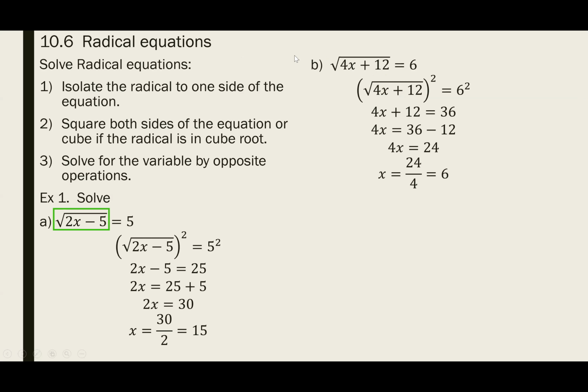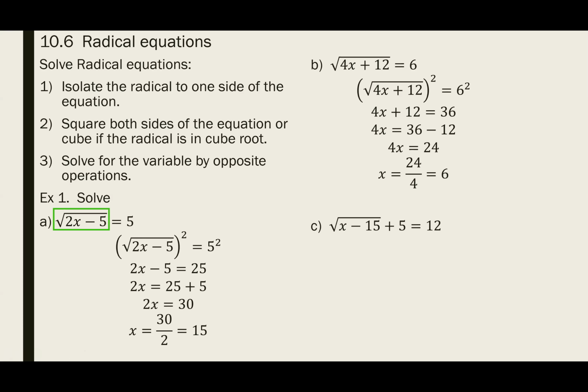And again, you can see 4 times 6 is 24. 24 plus 12 is 36. Square root of 36 is equal to 6. We got the correct answer. Okay. And here, let's take a look at this next one, and then we do some more problems on the outside.